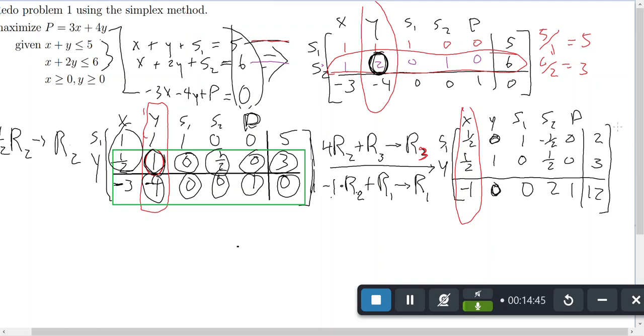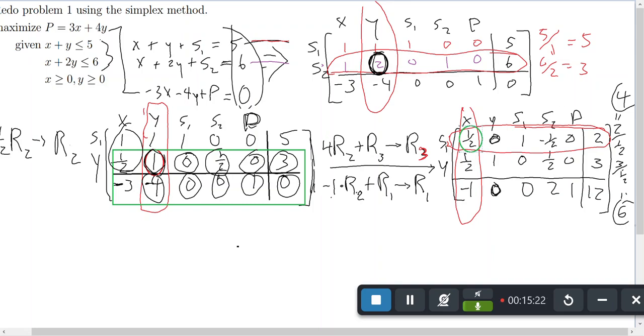So we do 2 over 1/2, well, that's equal to 4. So there's 4. And then 3 over 1/2 is equal to 6. So which one's smaller, 4 or 6? So 4. So that makes this the pivot row, and that makes this the pivot element, 1/2 in the X column.